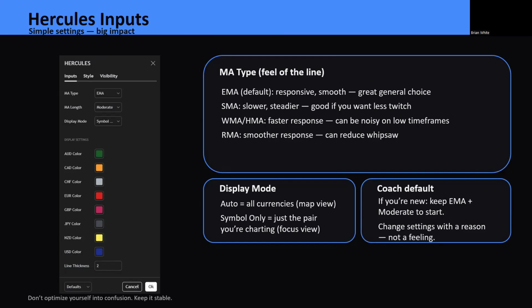If you're newer, keep it simple. Just go EMA and use moderate as your solid baseline. Then only change when you can say why you're going to change it. That would be what I'd encourage. Change settings with a reason, not a feeling. That was the last thing I put for coaching. So again, these are only three major inputs that you have in Hercules that can impact it.